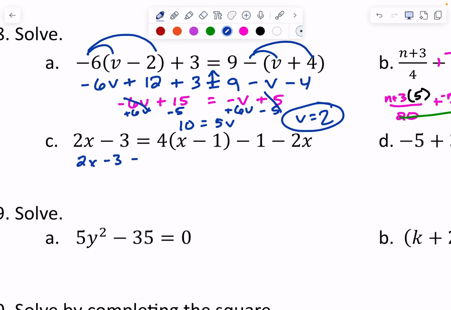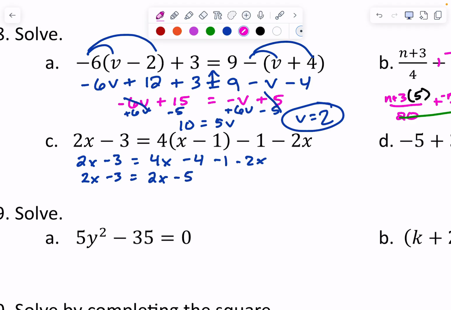C. 2x minus 3 equals 4x minus 4 minus 1 minus 2x. The right side. 2x minus 3, he's just chilling. What on the right? 4x minus 4 minus 1 minus 2x minus 5.